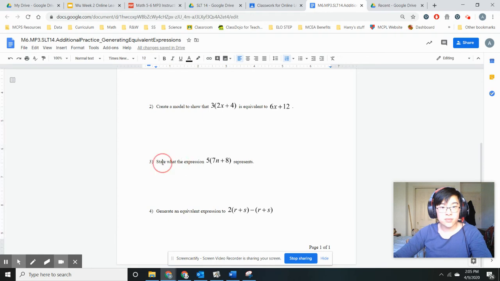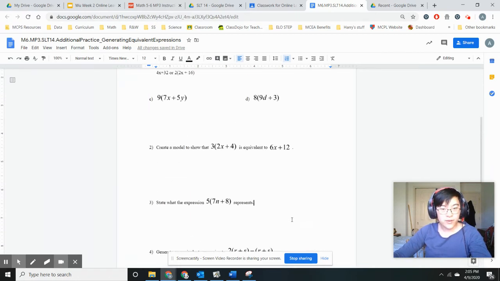What does the expression mean? This means that there are 5 groups of 7n, and there are 5 groups of 8, which is 40. Or you can say it's 5 groups of 7n plus 8. All right, and this part, just find something equal to that. If you want to make a model, you can, but there's a very simple equation for this one.